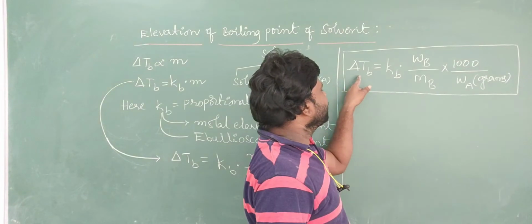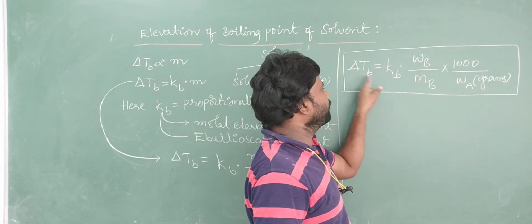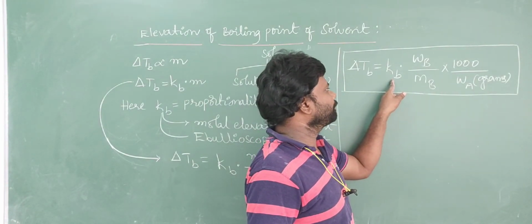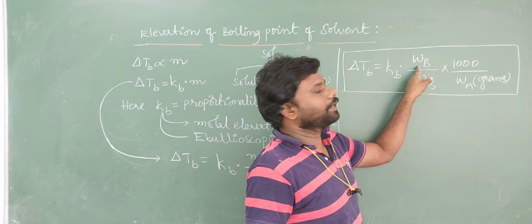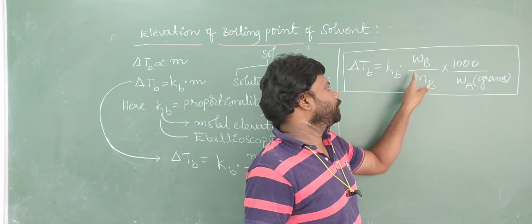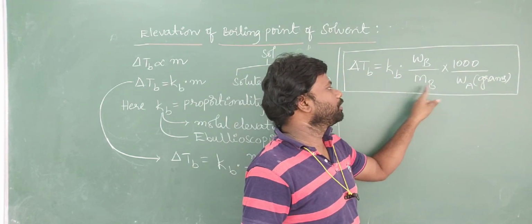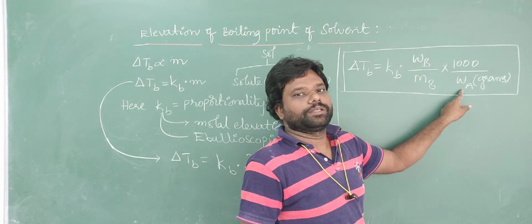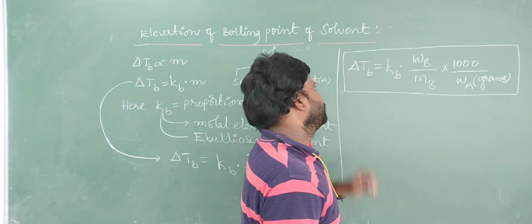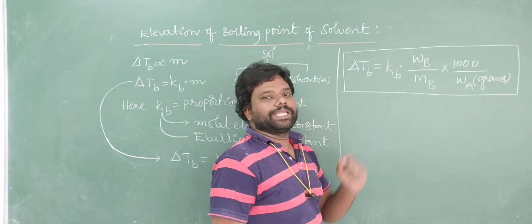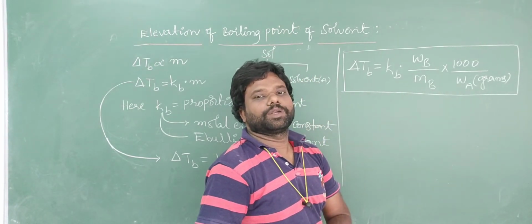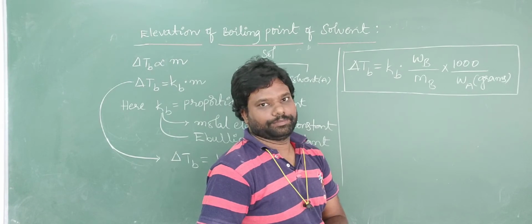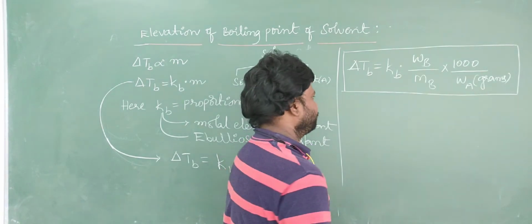Here delta TB is the elevation of boiling point, Kb is the molal elevation constant, WB is the weight of the non-volatile solute, MB is the molar mass of solute, and WA is the weight of the solvent. By using this formula we can calculate the molar mass of non-volatile solute.